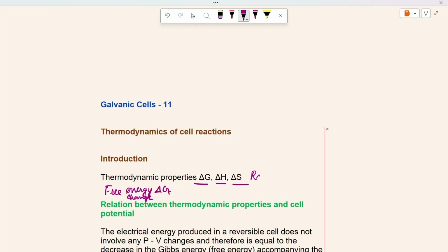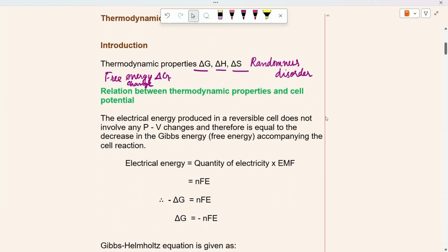And what is delta S? It is entropy change, which is a measure of randomness, or you can call that to be a measure of disorder. Okay. So, these are the three thermodynamic properties which we are going to relate it to the potential of the cell. Now, let us go to the topic.